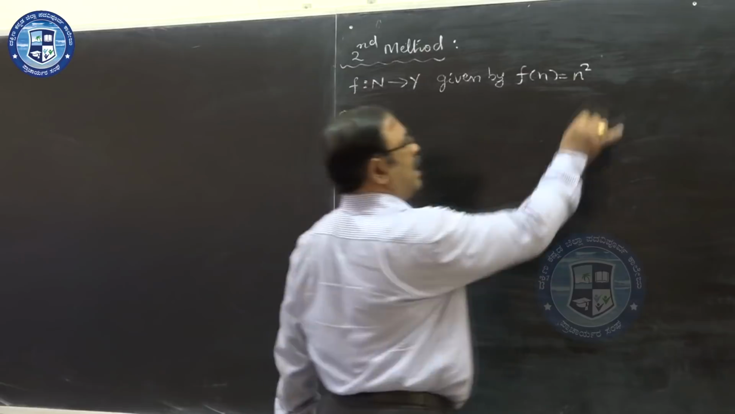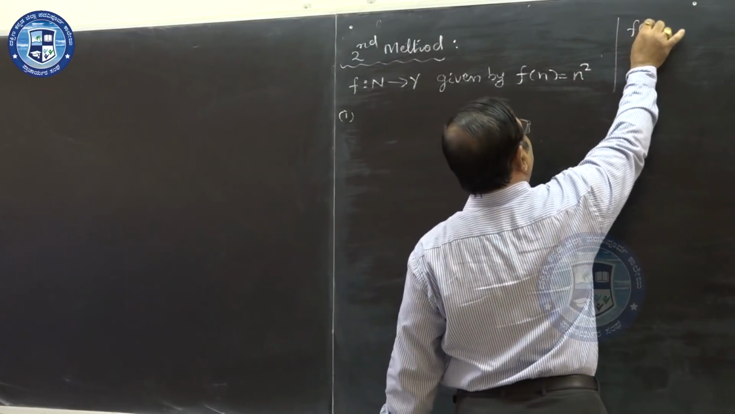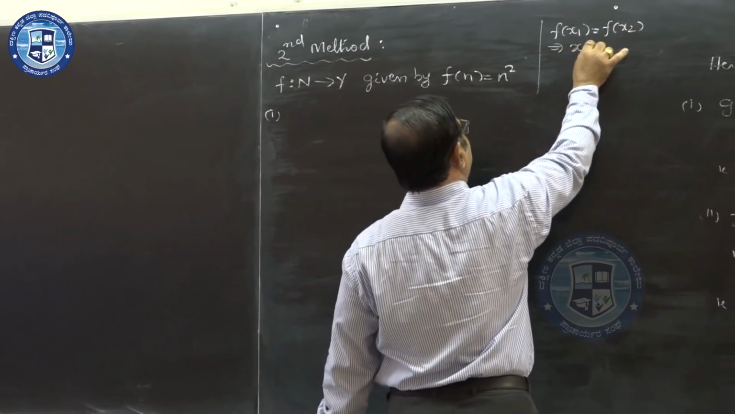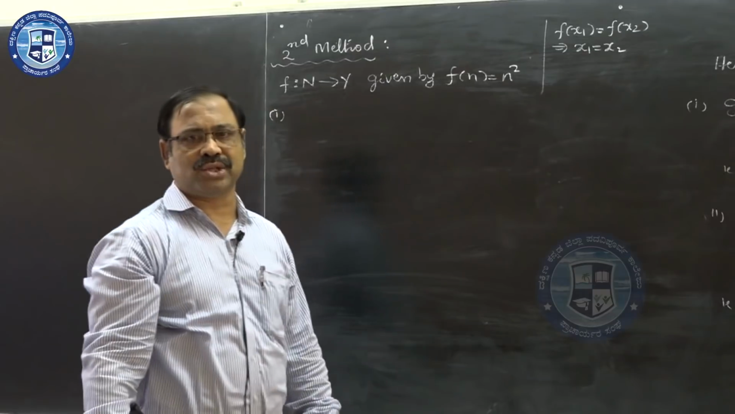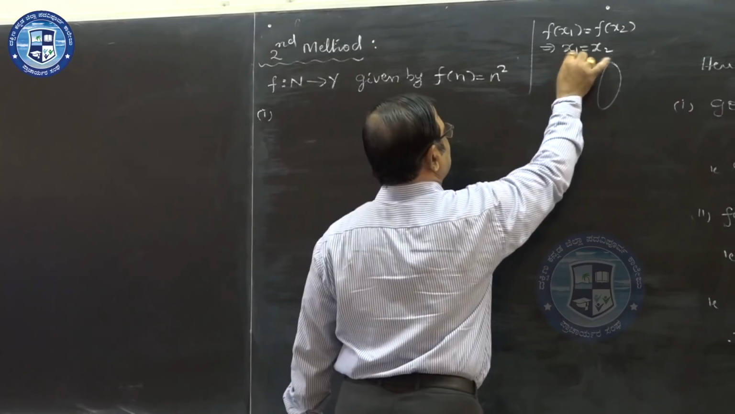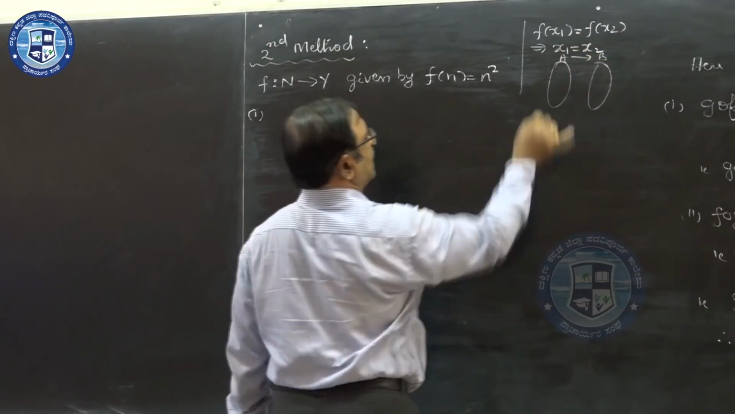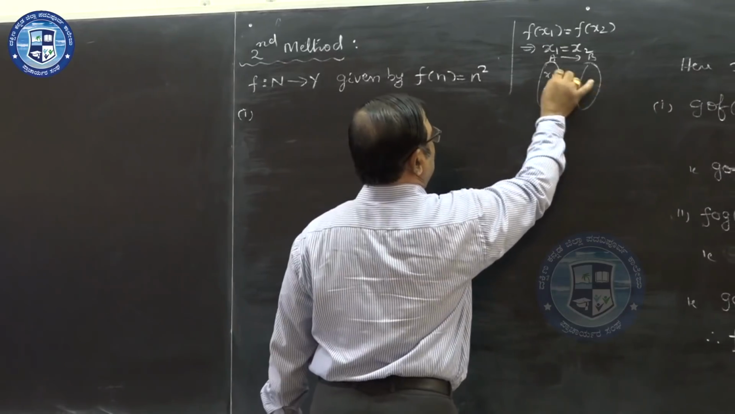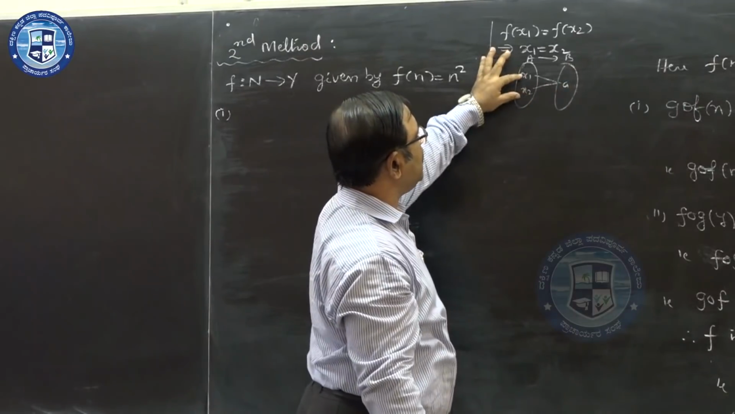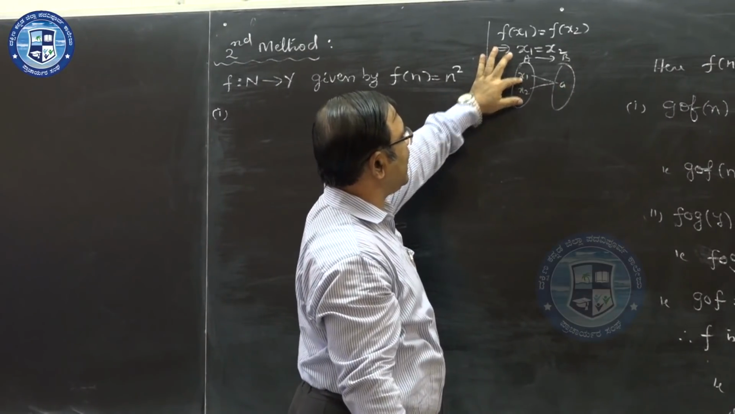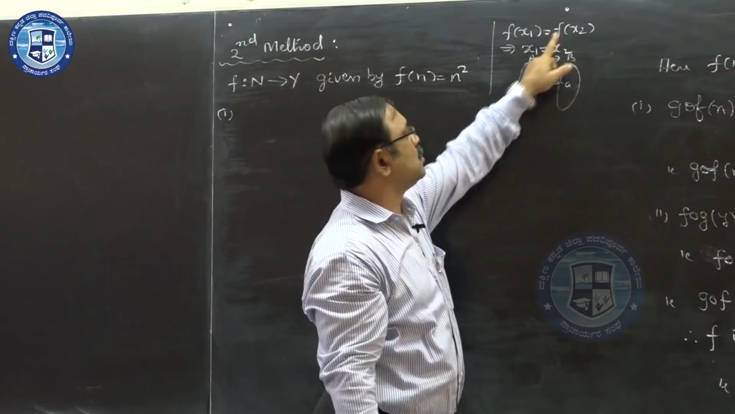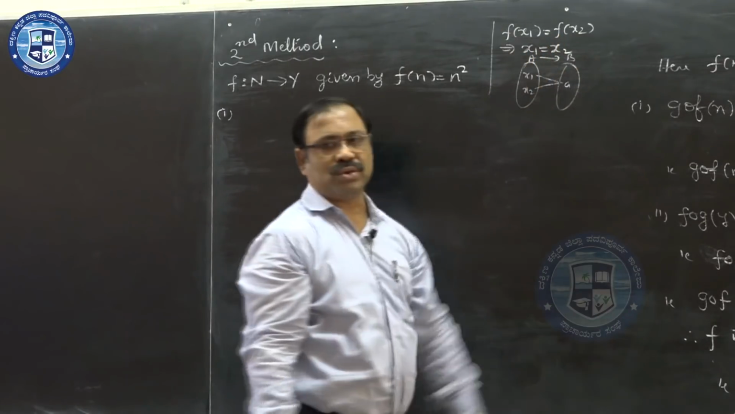What is one to one? One to one means f of x1 equal to f of x2 implies x1 is equal to x2. The function is from A to B, so for x1 and x2, if f of x1 equals f of x2, you must show that x1 is equal to x2. If this implication holds, the function is one to one.